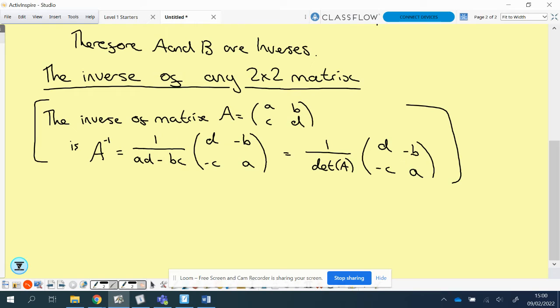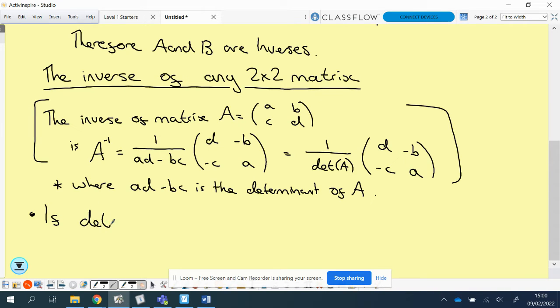But I'll just make a wee note here, where AD minus BC is the determinant of A. That's where that comes from, and that's why determinants get used as well. But this comes with a bit of criteria. If the determinant of A is 0, because we can sometimes work out the determinant of a matrix and get the value 0, then A does not have an inverse.